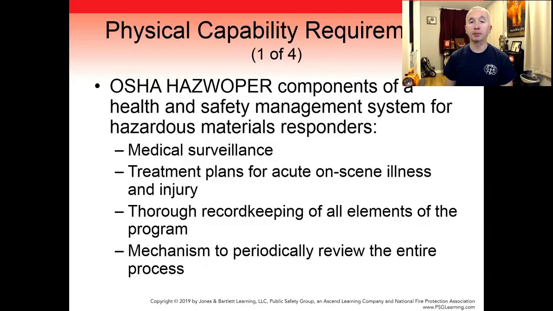The physical capability requirements. The OSHA Hazmat regulation outlines the components of a health and safety management system for hazardous materials responders. It includes medical surveillance, treatment plans for acute on-scene illness and injury, thorough record keeping of all elements of the program, and a mechanism to periodically review the entire process.